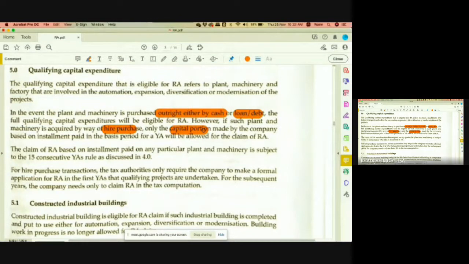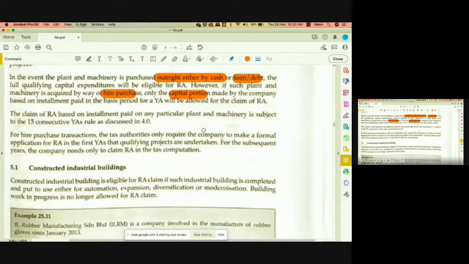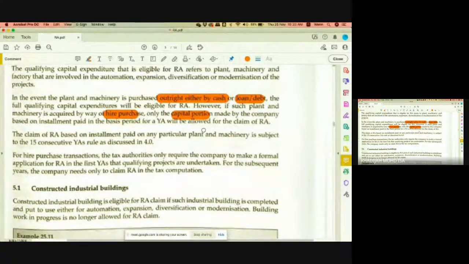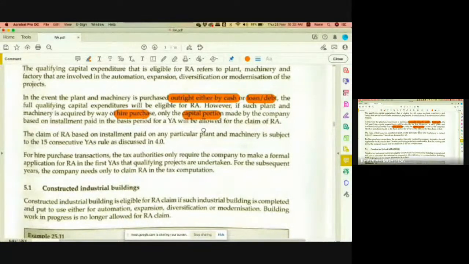Yeah, so for example, if you purchase a machine under hire purchase, in the first year your qualifying expenditure would be your deposit plus your installment. The installment is only the capital portion. The second year would be the total installment made during the year. So that would be your qualifying expenditure for that asset. All right, so you have to total out the total capex incurred by the company in the respective years of assessment.